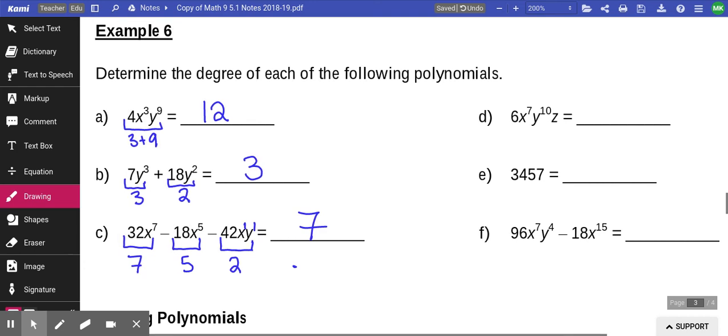D is a monomial. So this is one big term, right? There's no additions or subtractions in there. So that means I'm adding all of these. 7 plus 10 plus an invisible 1 on that Z would make for 18.